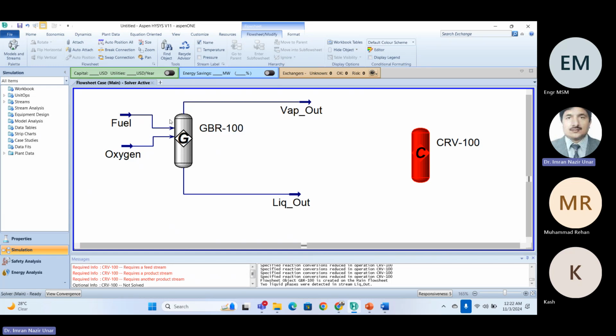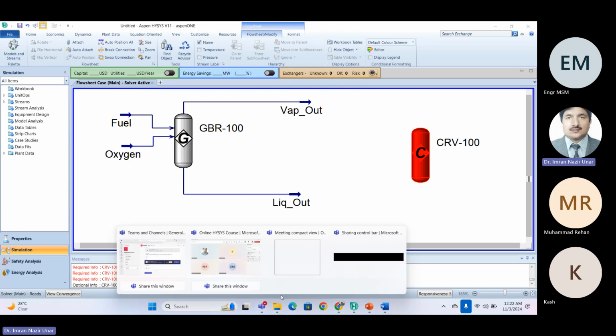A Gibbs reactor is actually black box modeling. There are three kinds of modeling: white box modeling, gray box modeling, and black box modeling. White box modeling means we know each and everything and we model. Gray box modeling, we know a little and the rest is calculated by the software. Black box modeling, like ANN, artificial neural network, we have no information, but it calculates on the basis of some assumptions and some basic things, like a neural network. So this is a very important reactor.